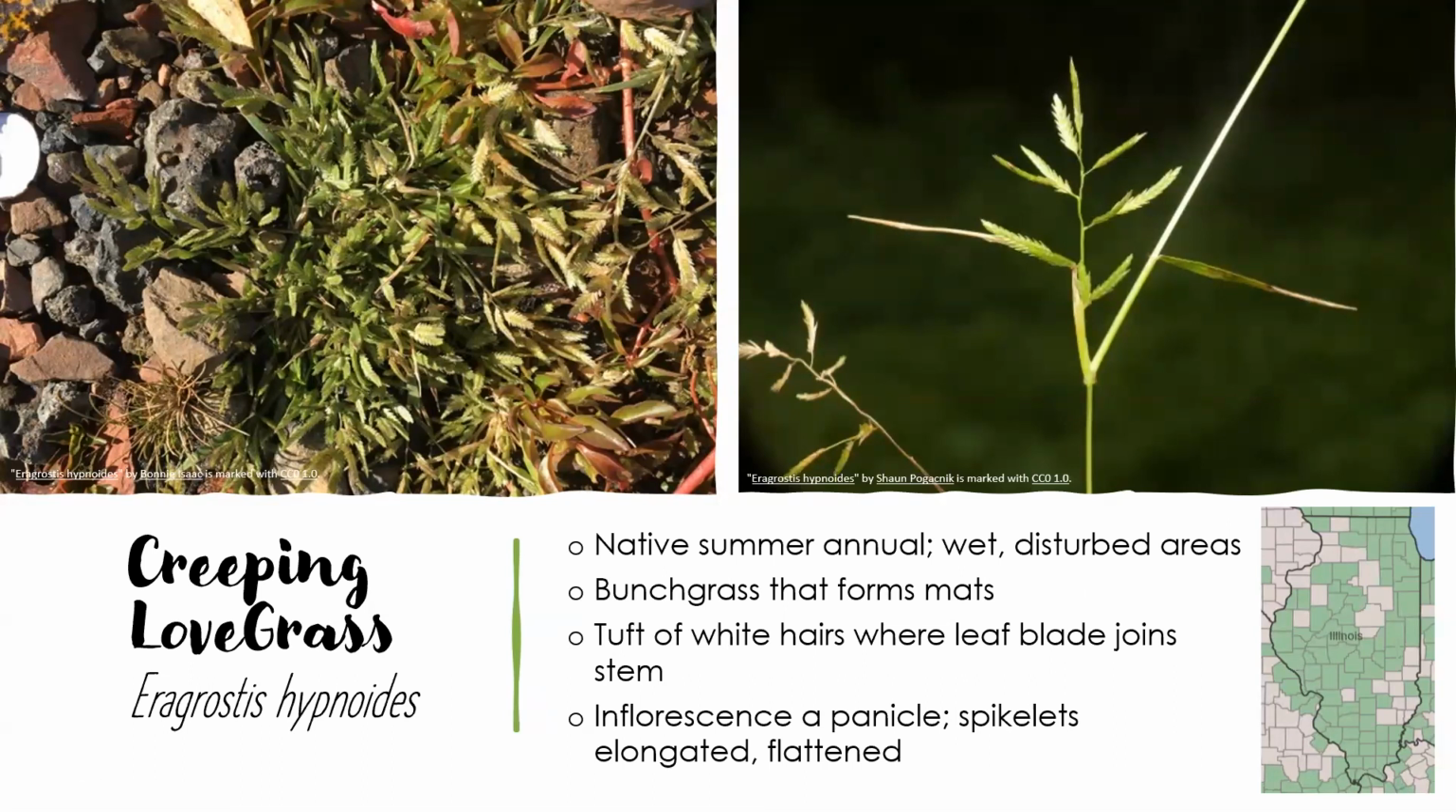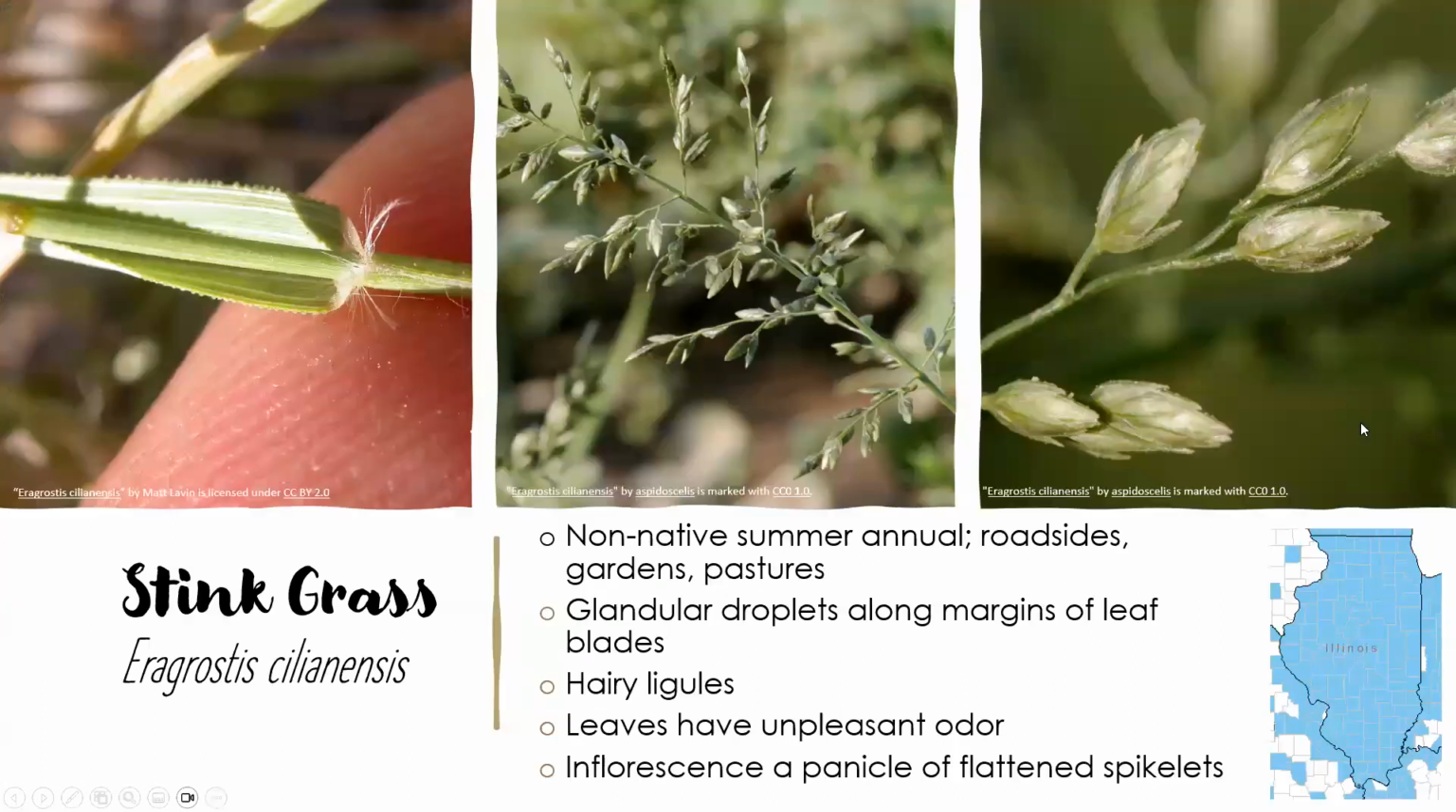So that's creeping lovegrass. Okay, it creeps, it forms those mats over time. And then the third one that we're going to look at is our first non-native summer annual, so one of our less desirable species, and this is called stinkgrass. Okay, another one that I love the name because it's accurate and it's going to help you remember how to identify this one. So this one you'll find on roadsides, in your gardens, in your pastures.